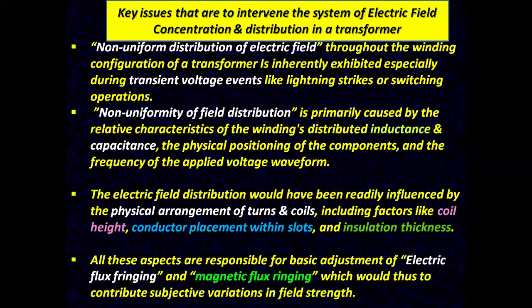The electric field distribution is readily influenced by the physical arrangement of turns and coils, including factors like coil height, conductor placement within the slots, and insulation thickness. All these aspects are responsible for basic adjustment of electric flux fringing and magnetic flux fringing, which thus contribute to variations in field strength.